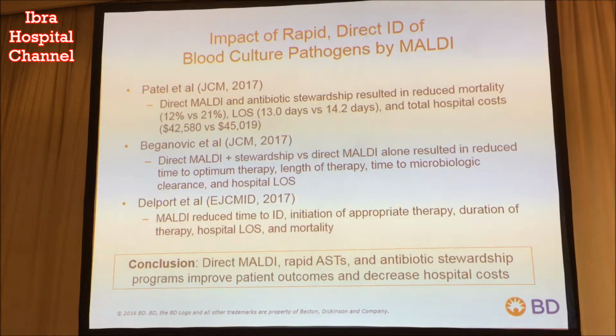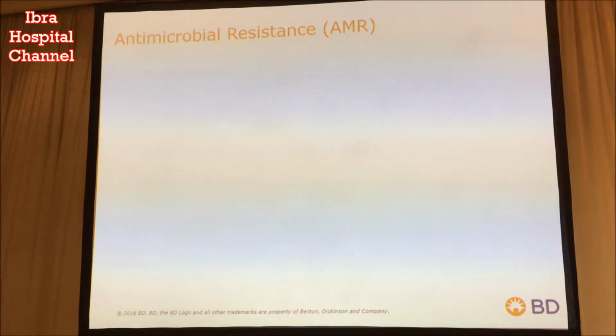And then the last study that I was going to cite is that MALDI reduced time to identification, initiation of appropriate therapy, duration of therapy, hospital length of stay, and mortality. Very convincing data. I don't go through all the specifics here, but as you look at the publications, very convincing data about the value of rapid identification, rapid susceptibility testing, and an antimicrobial stewardship program. So let me shift gears now. I just wanted to highlight the value of mass spectrometry for organism identification.